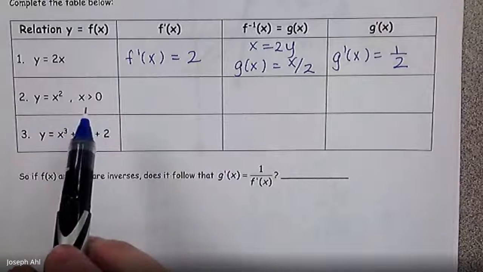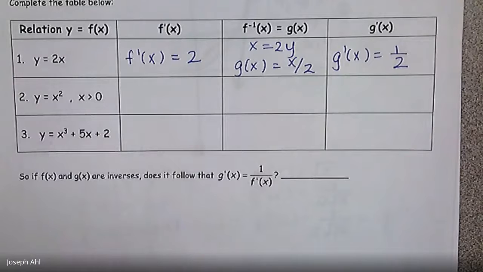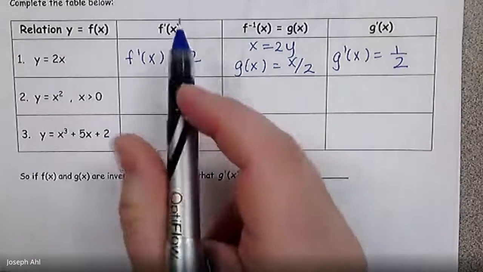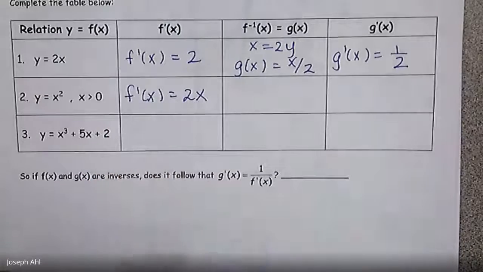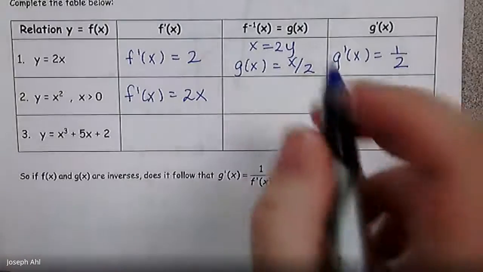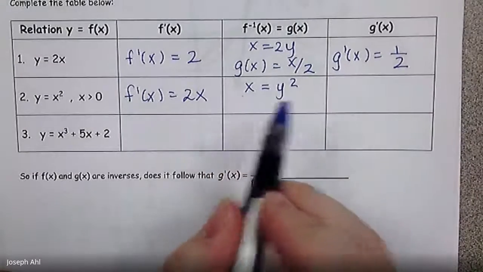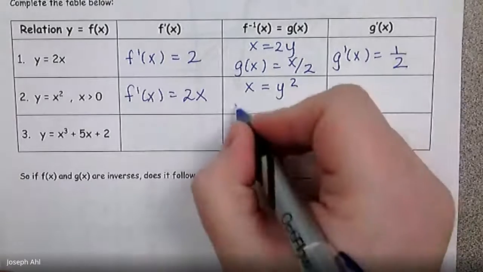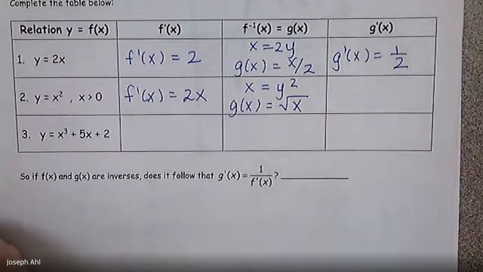Y equals x squared, only for x greater than 0. Maybe you remember why we have to restrict x squared to be only when x is greater than 0. But the derivative there, f prime of x, would be 2x. And if we find the inverse, switch x and y, so we get x equals y squared. And then square root, we know that the inverse is g of x equals the square root of x.